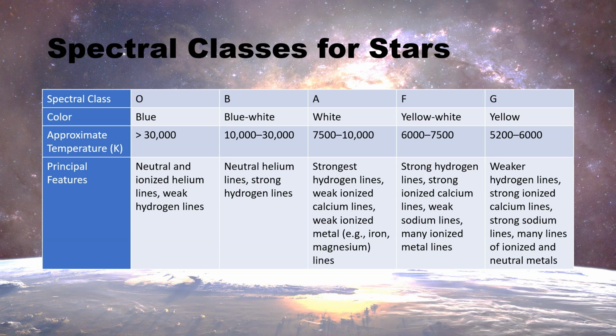Blue-white stars are ranging anywhere from 10,000 to 30,000 Kelvin. White stars about 7,500 all the way up to about 10,000. Yellow-white stars, much like our own sun, are about 6,000 to 7,500. And yellow stars are 5,200 to 6,000. And you can see, of course, our principal features here. The O star has neutral and ionized helium lines, weak hydrogen lines. Blue-whites, neutral helium lines, strong hydrogen lines. The white stars, strongest hydrogen lines, weak ionized calcium lines, and weak ionized metal, and so on and so forth.